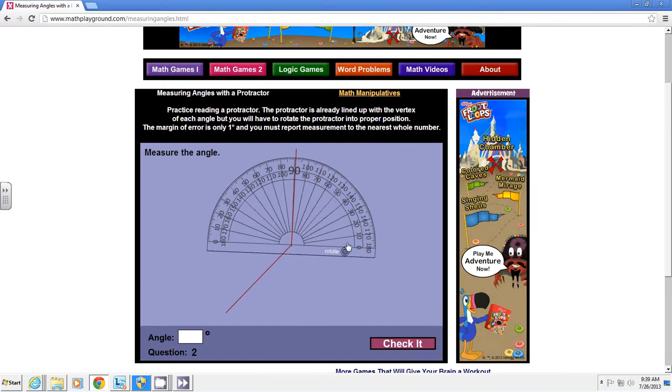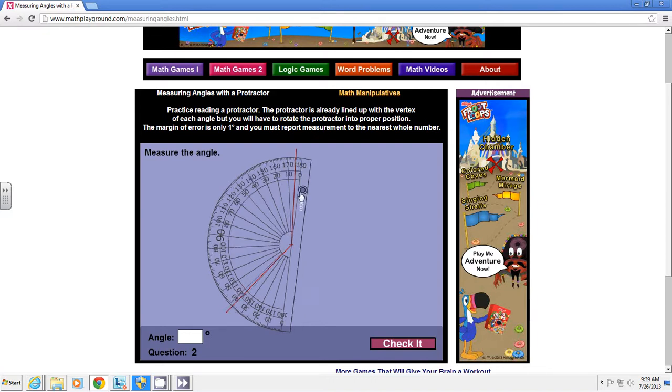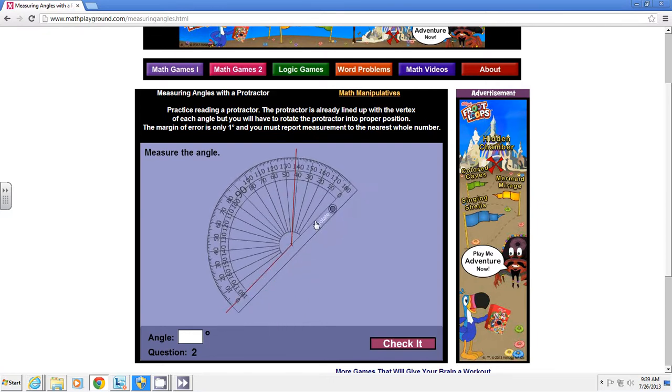Okay, it doesn't matter which ray you line up with, and I will show you for example. So this one is greater than 90, so we're going to use the larger of the two numbers. Each of these tick marks represents 1. So if you look, there's 130, 131, 132, 133, 134, 135, 136, 137, 138. If I take it over to the other ray and line it up, we get 138 again.